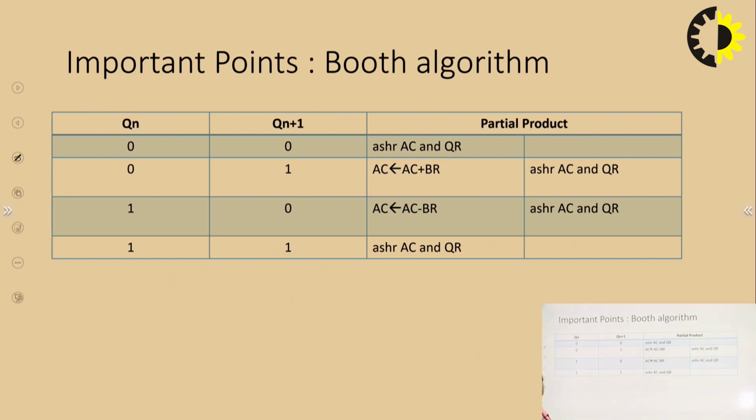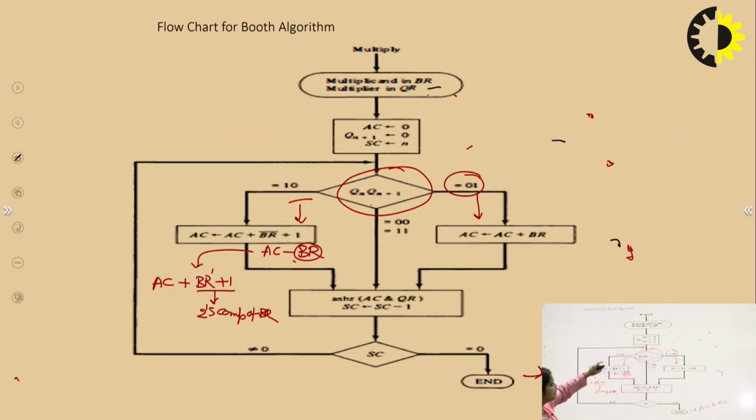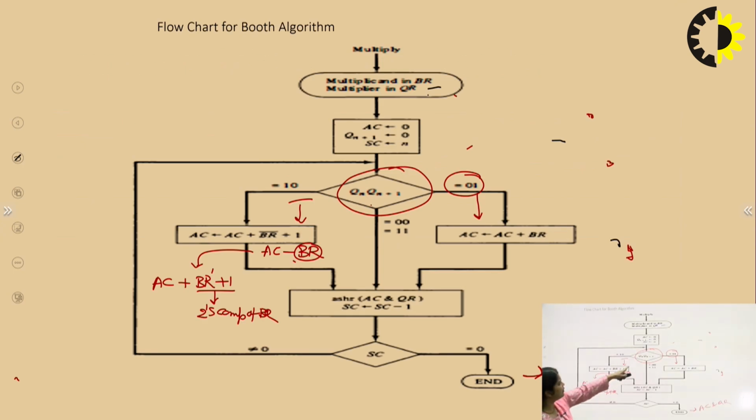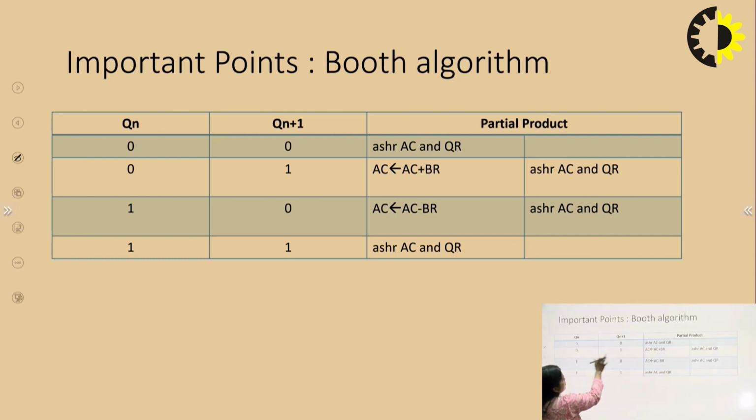Now, these are the important points. You have to remember this particular Qn and Qn minus 1. These are 2 bits, and 2 bits means 2 to the power 2, so 4 combinations are there: 0 0, 0 1, 1 0 and 1 1. Whenever it is 0 0, the operation is arithmetic shift right of the AC and QR registers.